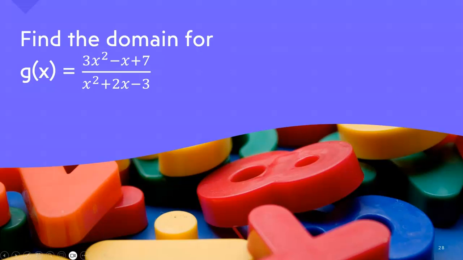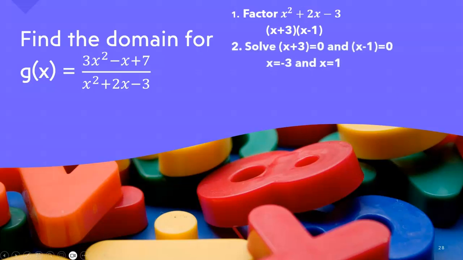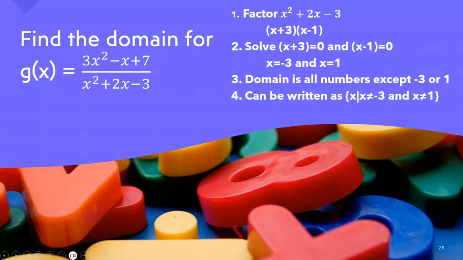Here you have the function 3x squared minus x plus 7 over x squared plus 2x minus 3. So you need to find when your denominator equals 0. You need to factor your denominator, x plus 3, x minus 1, set those equal to 0, x equals negative 3 or positive 1. Your domain is all numbers except for negative 3 or positive 1. You can rewrite that as x such that x does not equal negative 3 and does not equal positive 1, or negative infinity to negative 3, union negative 3 to 1, union 1 to infinity. You're using parentheses on these.